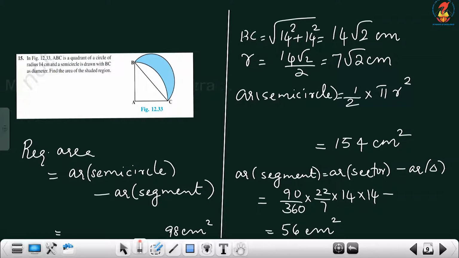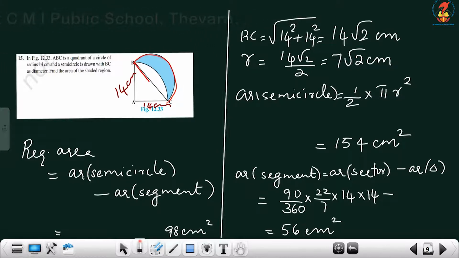Then the 15th question. ABC is a quadrant of a circle of radius 14 centimeter. Here the radius is given as 14 centimeter. This is 14 centimeter. This is also 14 centimeter. And a semicircle is drawn with BC as diameter. Taking BC as a diameter, a semicircle is drawn. What you have to find is the area of the shaded region.